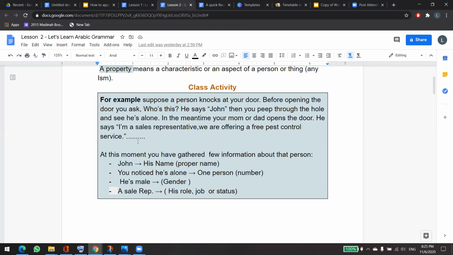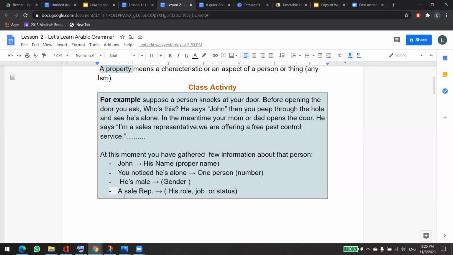So at this moment, when the door opens and he says, I'm a sales representative, what information have you gathered about that person? He told his name, John. So his name is John, which is a proper name. Okay. And you saw him alone, so he is just one person. That's the number of that person, right? And he is male, the gender of that person.